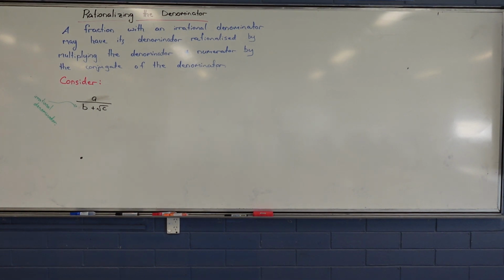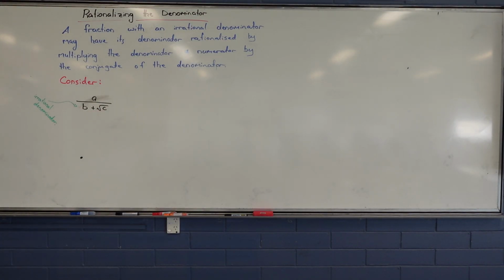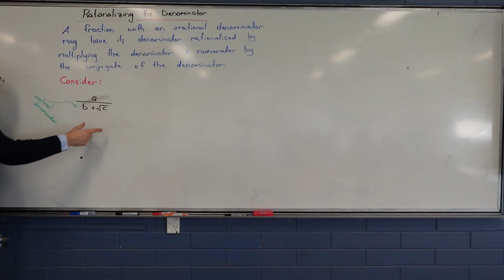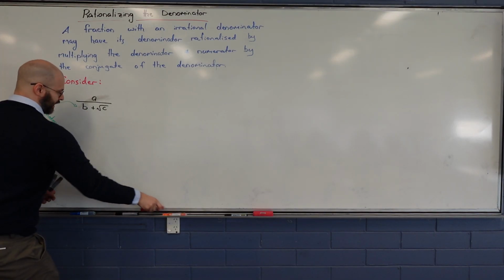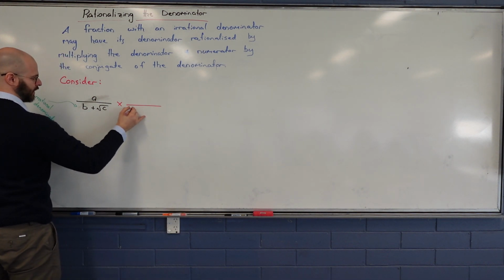Okay, so we're learning how to rationalize the denominator. Suppose we have a fraction and it has an irrational denominator, such as shown over here. We can write this fraction with a rational denominator by doing a bit of a long step. Basically, what we do is we find something called the conjugate of the denominator and we multiply both the upstairs and the downstairs by the conjugate.